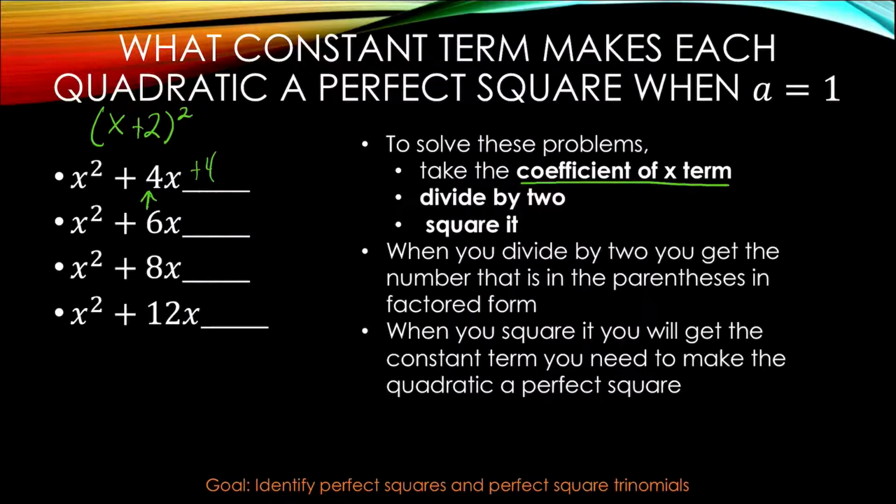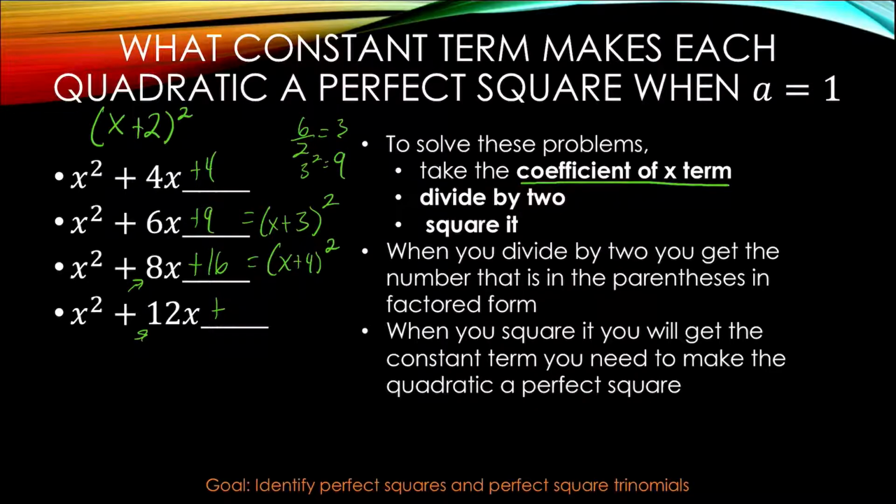Okay, let's do the next one. So 6. I'm going to do this one right here. So 6 I divide by 2. 6 divided by 2 is 3. 3 squared gives me 9. Perfect. Then, if I wanted to say what the factored form was, I would say x plus 3 squared. Okay, my next one, 8 divided by 2 is 4. 4 squared is 16, which is also my factored form. I'd say x plus 4 squared. Move on to this next one, 12x.